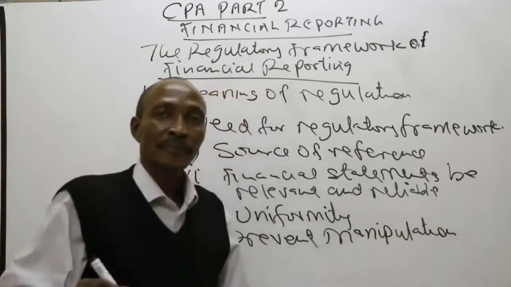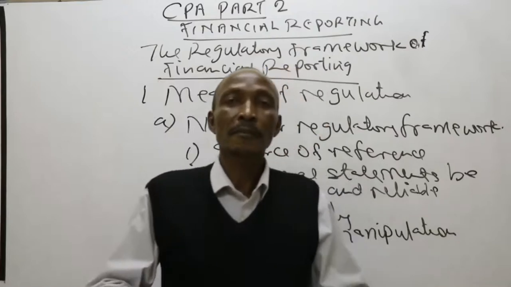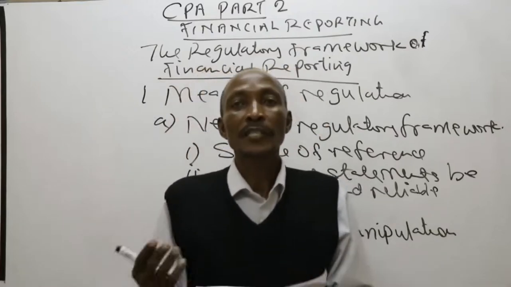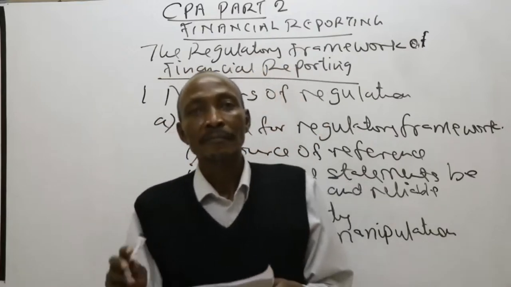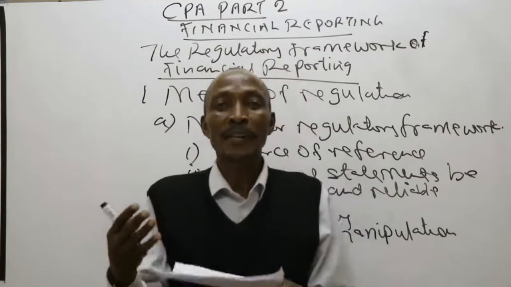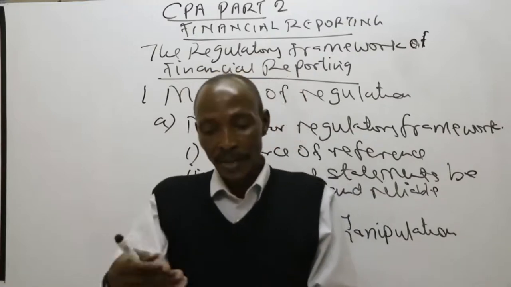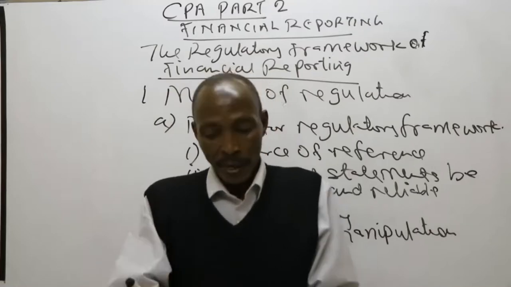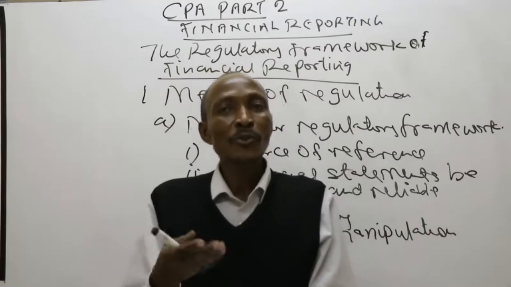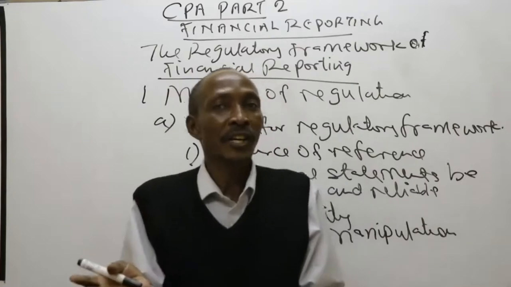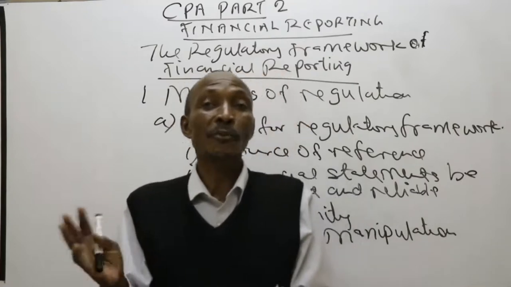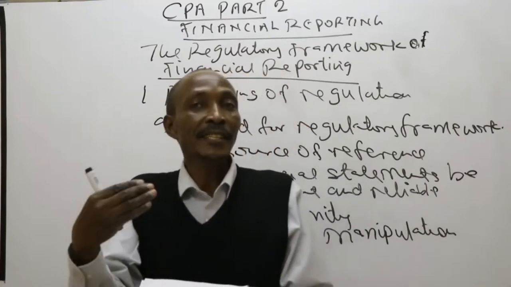See what happens. There are different persons. Some would wish to twist or manipulate the information about the results of the company, how the company has performed, what the company owns, the resources. Someone would want to project a different picture, perhaps a much better picture than what there is. That is manipulating the information.